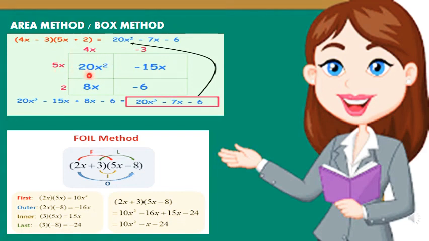You can see it is already written as 20x square. How did we get this 20x square? 5 into 4 is 20. X into x is x square. So 5x into 4x you will multiply and write it in this box.